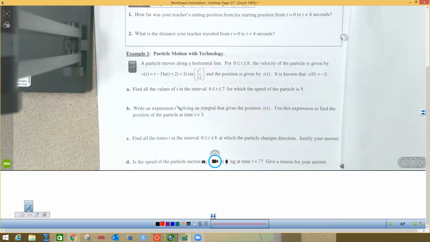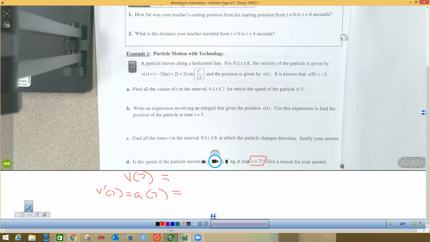All right. This last one says, is the speed of the particle increasing or decreasing at t equals 7? So we want to know, are we speeding up or slowing down at t equals 7? So if you remember, we talked about that a little while ago. I'm going to have to find velocity at 7, and I'm going to have to find acceleration at 7. And if they are the same sign, the object's going to be speeding up. If they are different signs, the object's going to slow down.